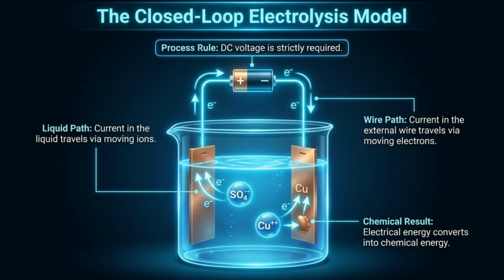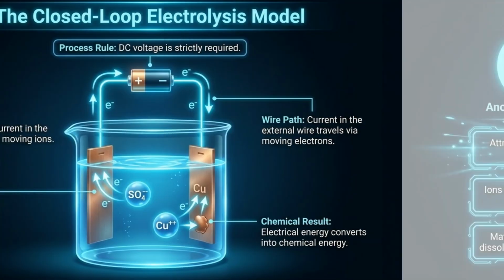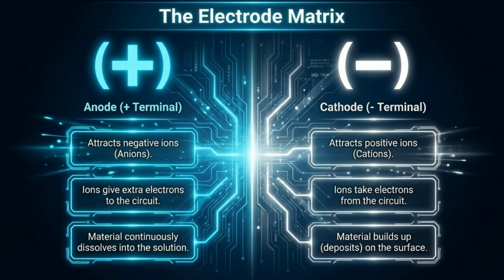This is the closed-loop electrolysis model. It requires a DC voltage source. Electrons travel through the external wire, while current in the liquid is carried by moving ions, effectively converting electrical energy into chemical energy. The electrode matrix defines the two terminals, the anode and the cathode.